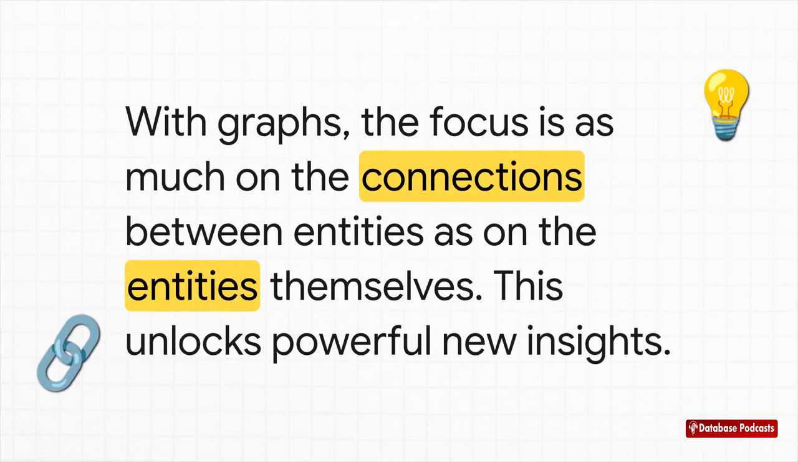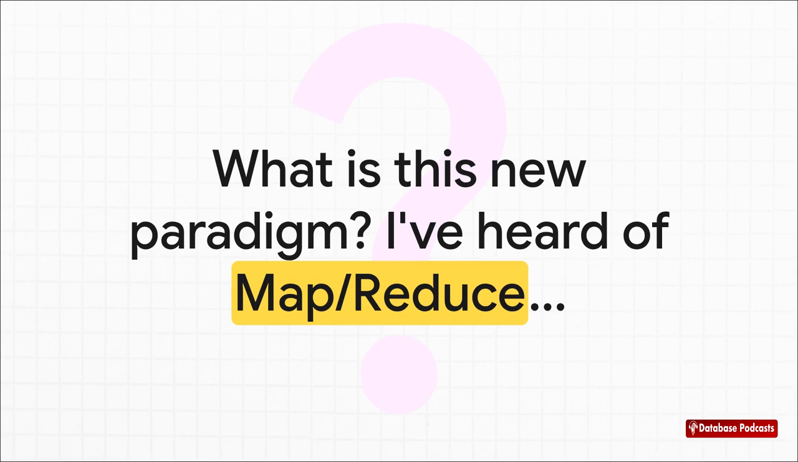And that's really the big shift here. When we're working with graphs, we're not just looking at individual data points anymore. We're focusing just as much, if not more, on the connections between them. Shifting your focus from the things to the relationships is the whole new paradigm, and it's what makes graph analytics so incredibly powerful. So how do we wrap our heads around this new way of doing things?